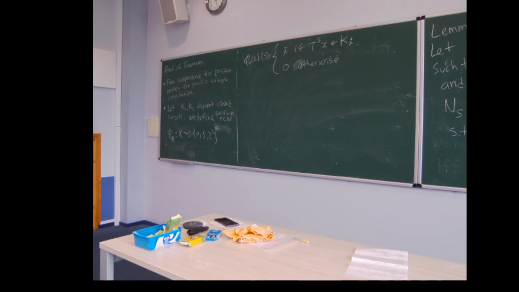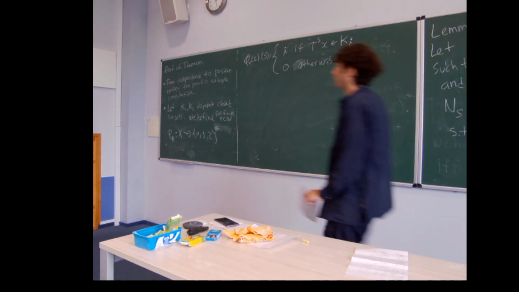Okay, so we have x, we have the complement of the open set, that is K1, we have K2. So if the point is here, we write 1. If the point is here, we write 2, and if it's in both, we write 0.